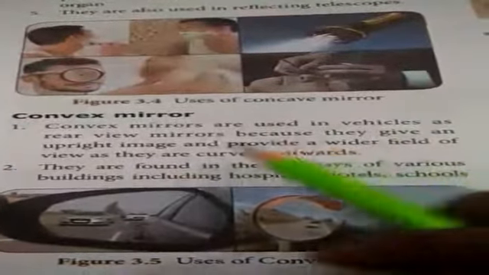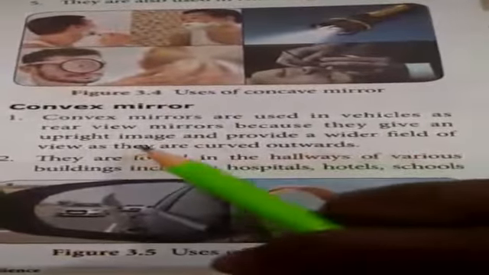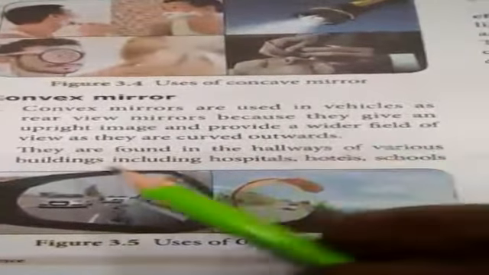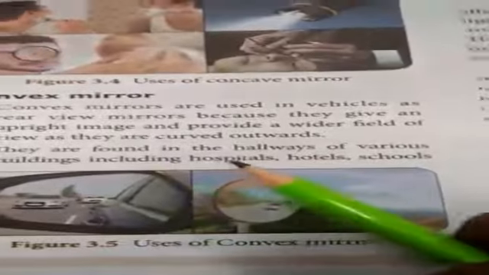Convex mirrors are used in vehicles as rear view mirrors because they give an upright image and provide a wider field of view as they are curved outwards. They are found in the hallways of various buildings including hospitals, hotels, schools and stores.